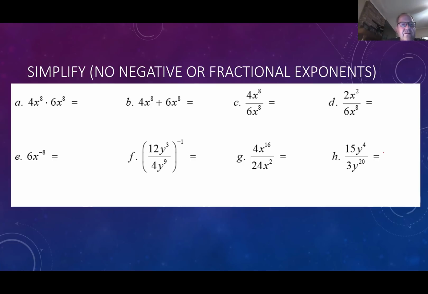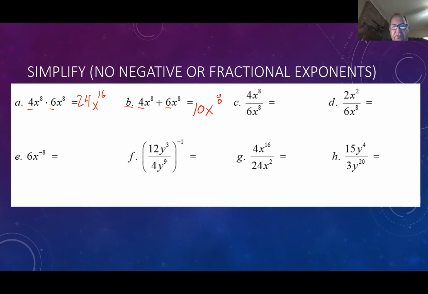All right, let's take a look at this. On the first one, we see 4 times 6 is going to be 24. And then it'll be x to the 16th, because again, whenever we're multiplying, we add the powers. Now, letter B is kind of a tricky one. We're just adding here, right? So how many x to the 8ths are we adding? We're adding 4 plus 6. We're going to have 10 x to the 8th powers.